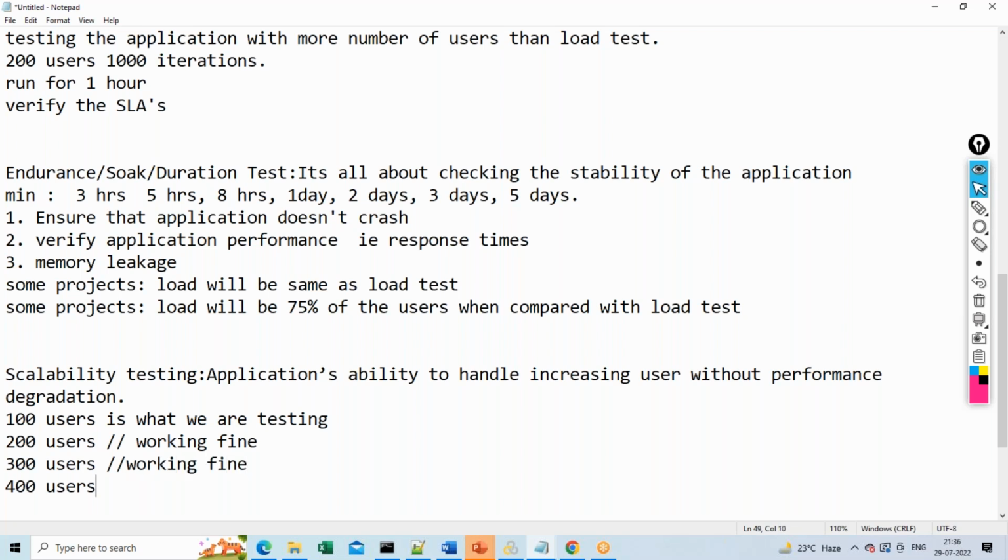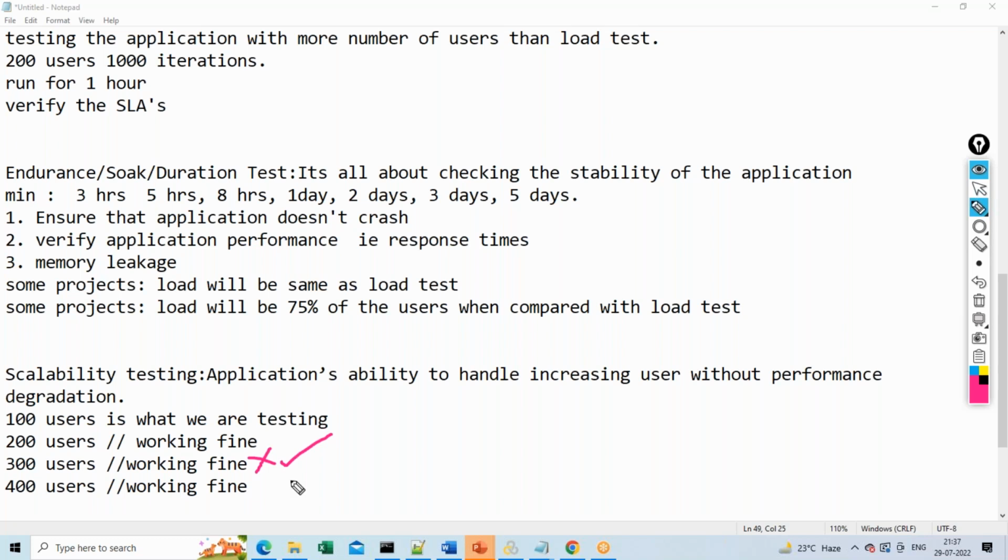Okay, and then you have to go with 400 users. If it's also working fine, you have to tell that with 400 users also the application is working fine. But for whatever applications I tested, some of the applications failed to run with 300% load. That means the application crashed here itself. Then what do we have to do when the application crashes, when it is not supporting 300% users?